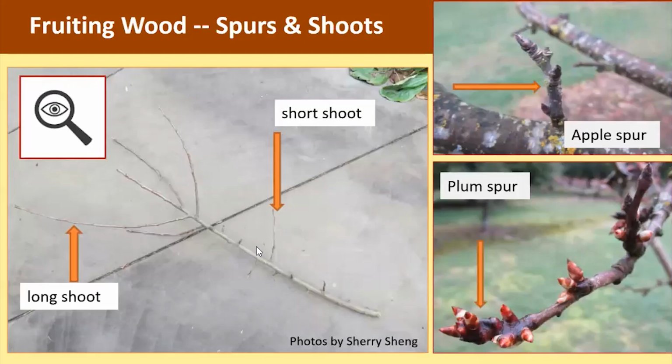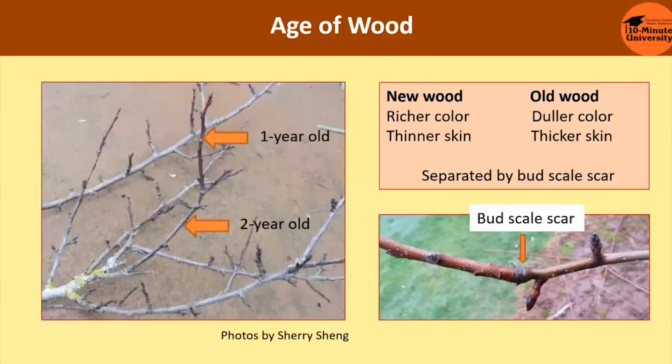Now let's take a look at shoots and spurs. The photo on the left shows a branch that has long shoots, short shoots, and some spurs. And the two photos on the right show you examples of spurs. So it's pretty obvious: shoots are skinnier and longer, and spurs are much shorter and stockier. Now that we know shoots and spurs, let's figure out how to tell their age, which is also important.